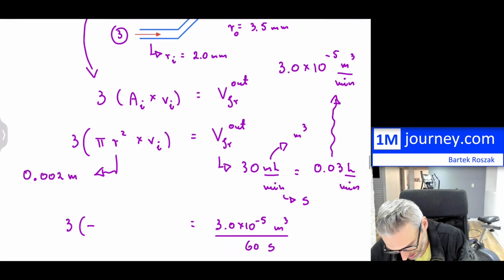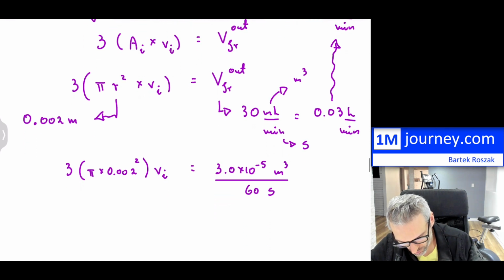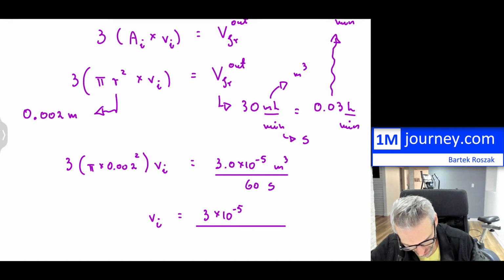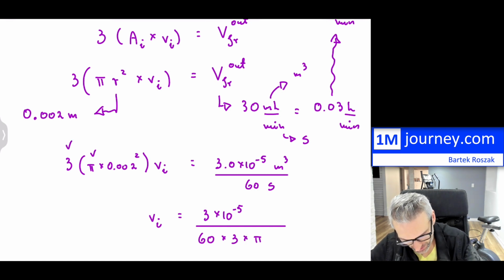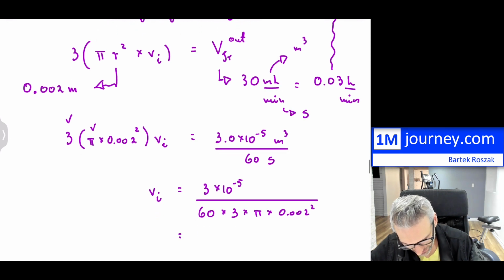So now that's going to be pi times 0.002 squared, and so that takes care of the area times our VI. So if you want VI on its own, VI is equal to, now I can rewrite this since everything is in metric standard units. So that's going to be this divided by that 60 seconds, divided by the 3 from here, and then divided by the pi, and divided by the 0.002 squared. All right, so this is what I have right there.